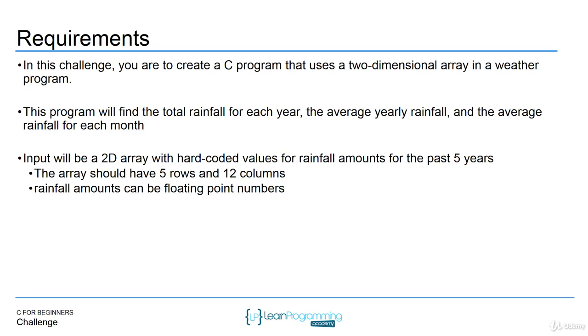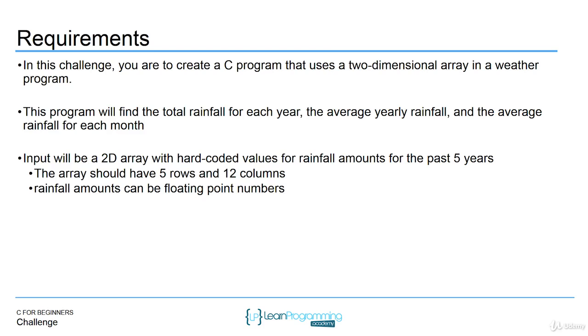So how much rain you got in January, February, March, April for each year. And the rainfall amounts should be floating point numbers. Because you often get 7.8 inches of rain for a month, they're going to need to be floating points. So when you create this two-dimensional array, make sure that it's a float.